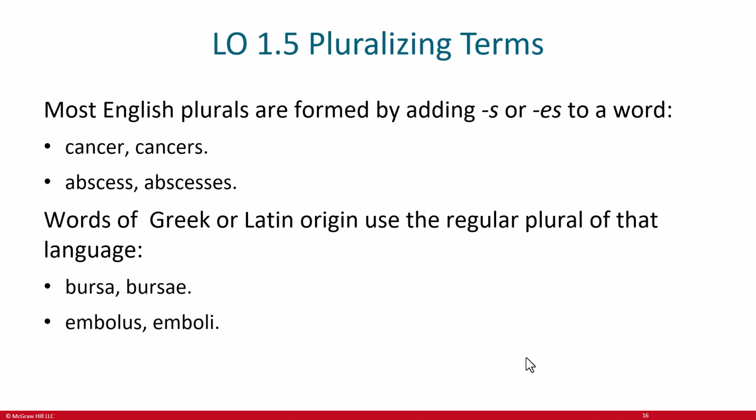Learning outcome 5, pluralizing terms. Most English plurals are formed by adding s or es to a word, like cancer, cancers, or abscess, abscesses. Words of Greek or Latin origin, however, use the regular plural of that language. So bursa would become bursae, embolus would become emboli. So it's not just as simple as adding an s onto a term to make it plural. We have to learn those different word rules.